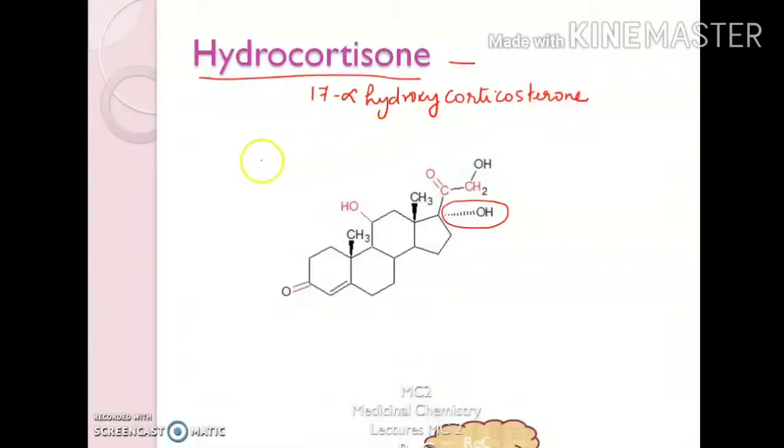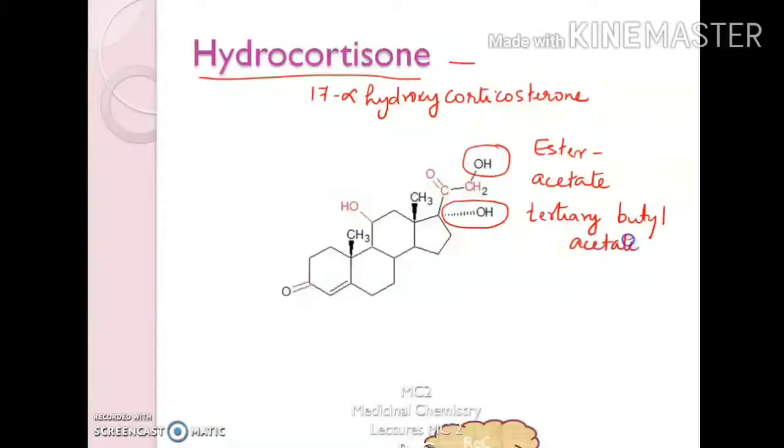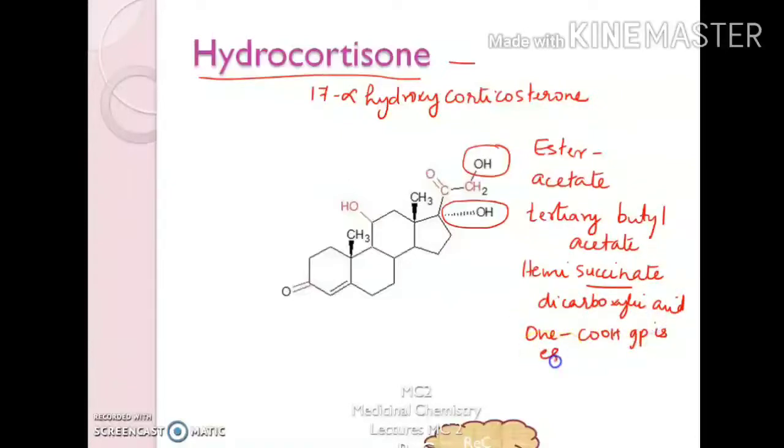corticosterone. It is commonly used as its ester forms: acetate esters, tertiary butyl acetate esters, or hemisuccinate esters. Succinic acid is a dicarboxylic acid, so only one of the carboxylic acids is esterified, and so you get a hemisuccinate. Hemi stands for half.